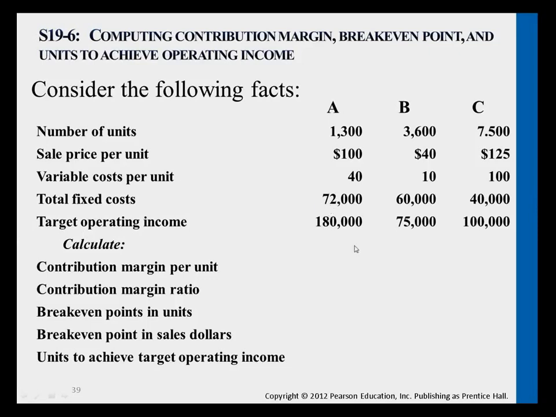So we have some of this operating income right here for A, B, and C, right? It does not matter what A, B, and C stand for. We know that as for A, we're producing 1,300 units, and we sell it at $100 per unit. Our variable cost is 40, and our fixed cost is 72,000. Okay, so what are we going to calculate here?